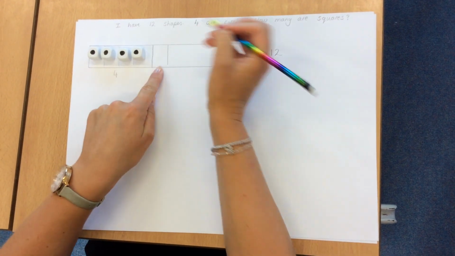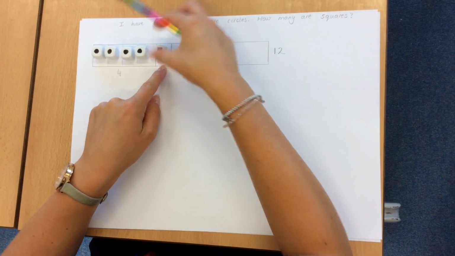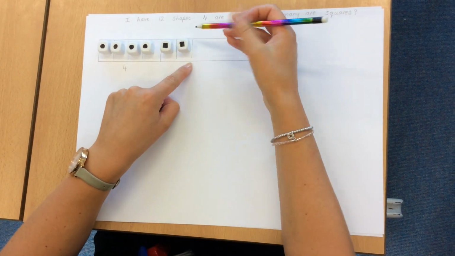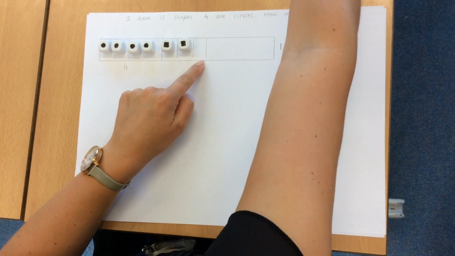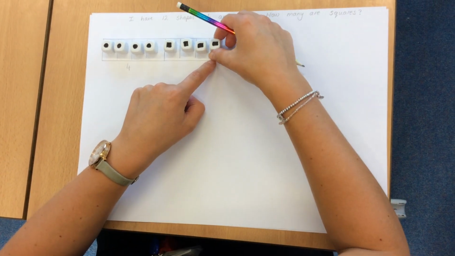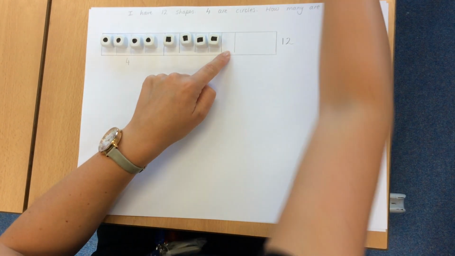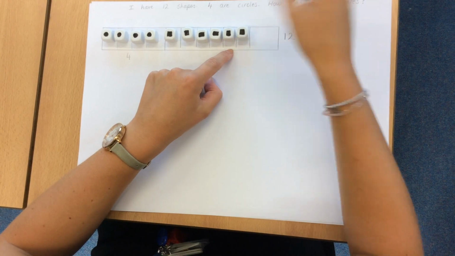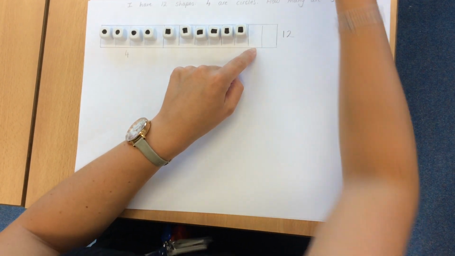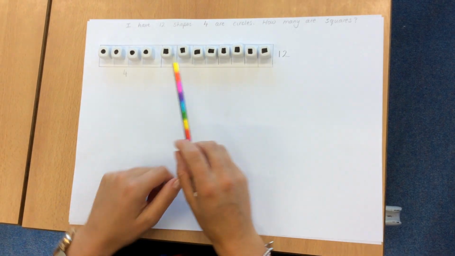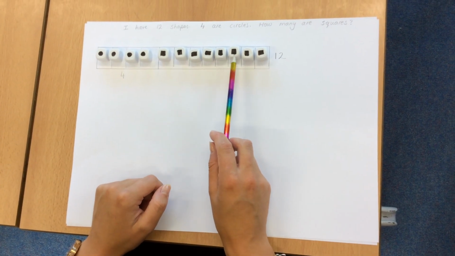I could go 5, 6, 7, 8, 9, 10, 11, 12. And then I could count up how many squares I have.